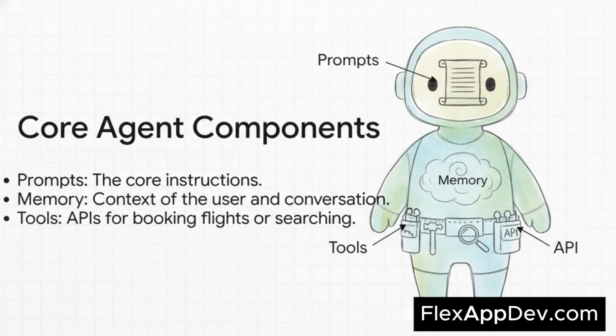So, what makes an agent tick? Well, it's really built from 3 core parts. Its instructions, or prompts, a memory system so it can keep track of the conversation and what you like, and most importantly, a toolbox full of APIs it can use to connect to other software and services.